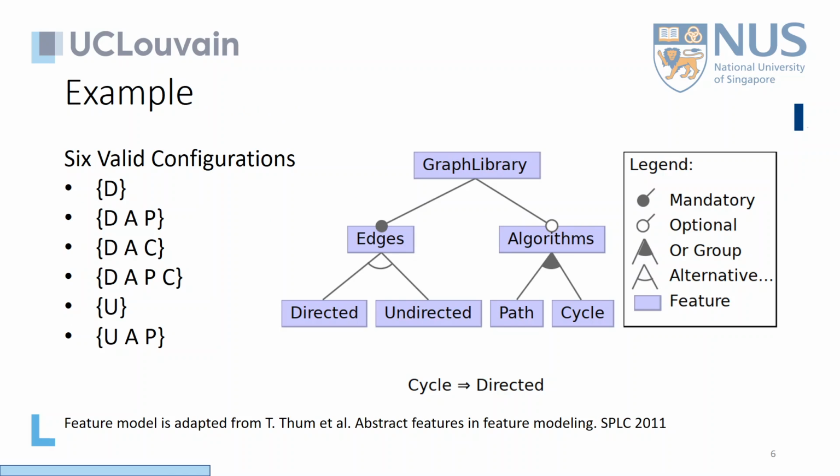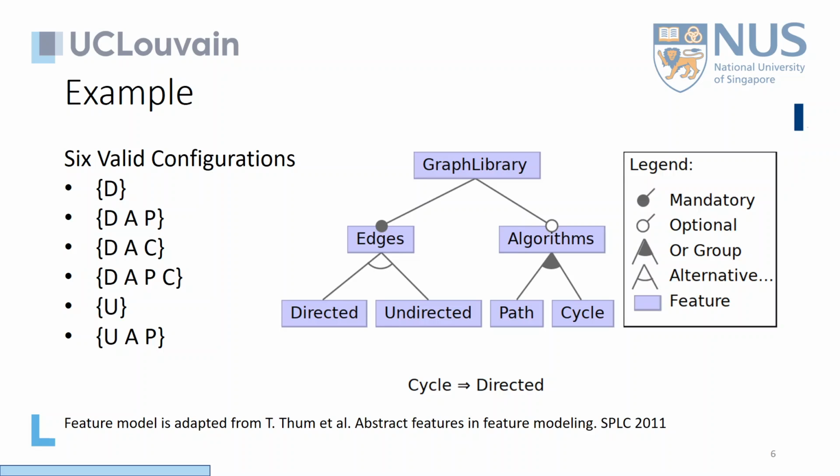So this is a configurable system of a graph library, a very simple one. It must support edges, since all graphs except very basic ones have edges between nodes, and the edges can be of two types, directed and undirected. And the library could also support some algorithms, for example, pathfinding algorithms and cycle detection. However, we have an additional constraint that the cycle detection algorithm requires directed edges.